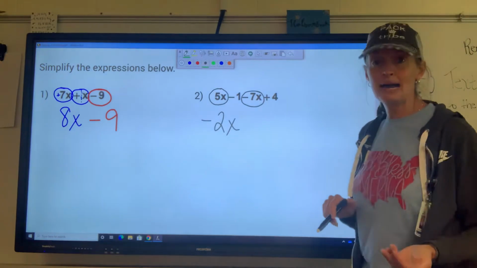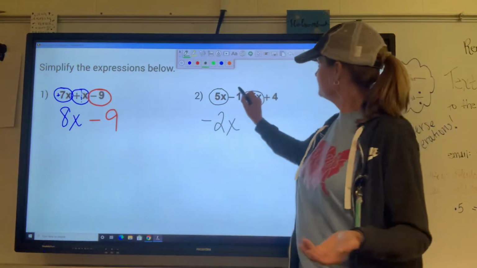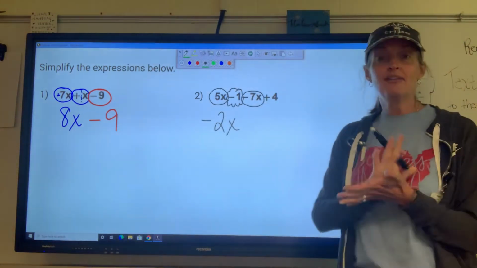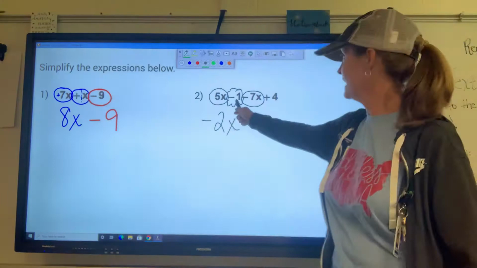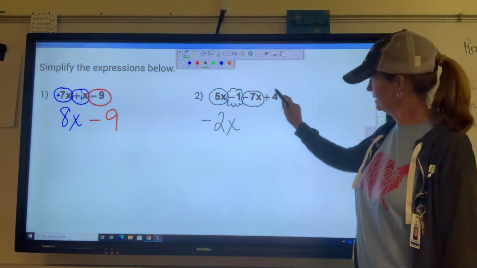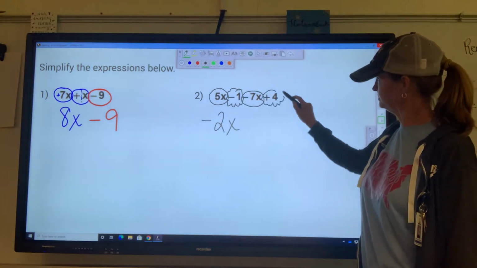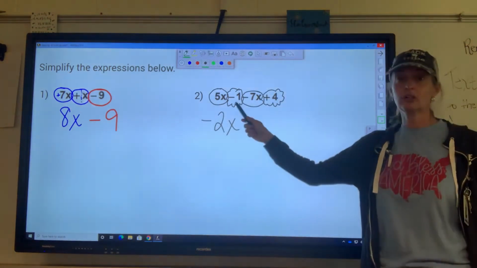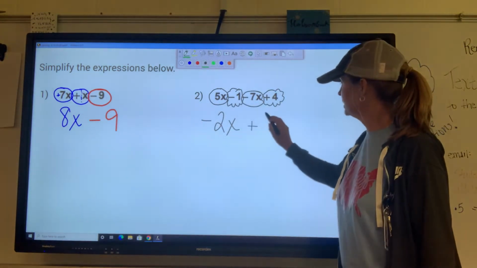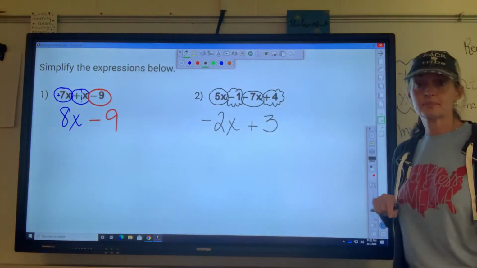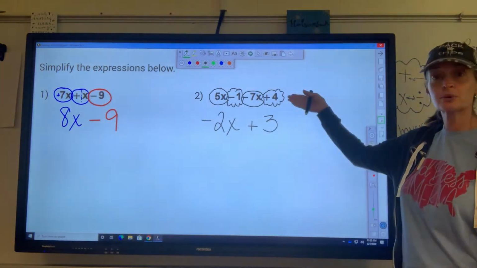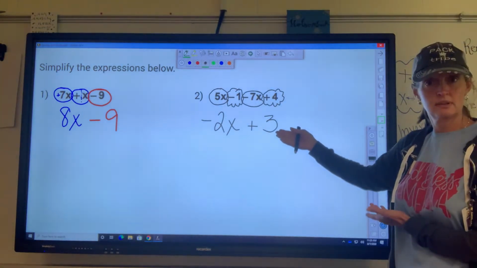And then my next pile is going to be the number pile. So see my little cloudy ones? And remember, every number gets a sign. That negative belongs to that 1. This is not just a 4. This is a +4. So if I take those little cloudy circles, a -1 and a +4, that would make a +3. -2x +3. Simplified. I went from 4 terms to 2 terms.